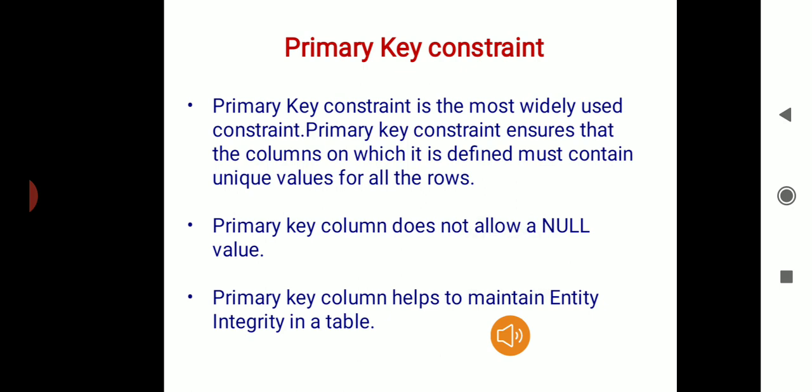The first constraint in MySQL is the primary key constraint. This is the most widely used constraint. The primary key constraint ensures that the columns on which it is defined must contain unique values for all the rows in a table. As a result, the primary key column helps in eliminating the duplicate entries in a table. Primary key constraint helps to maintain the entity integrity in a table by maintaining the correctness and the consistency of data in a database. In a good database design, every table must have a primary key.